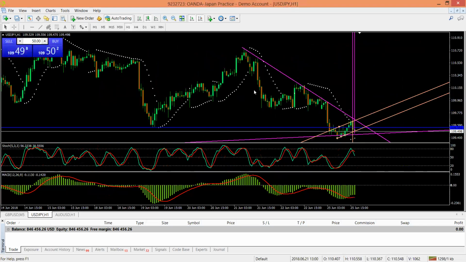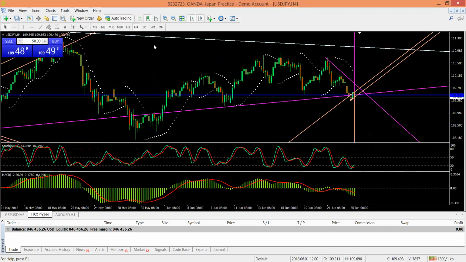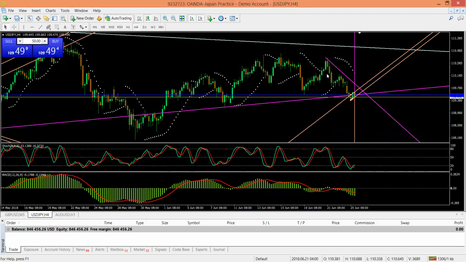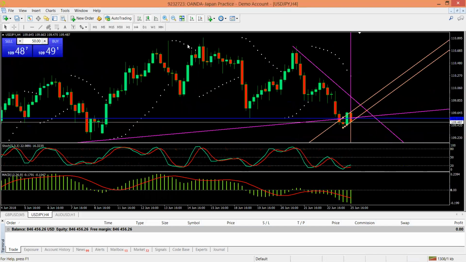1, 2, 3. Up. Okay? 1, 2, 3. Up. Then you come down, and then you go up again. You come down until this level here. 1, 2, 3. There is your head. See the head there? That looks very heady. It's definitely a head.